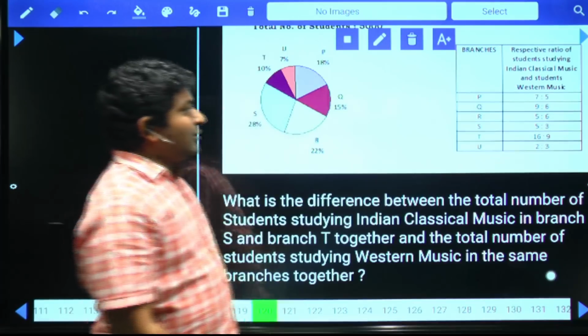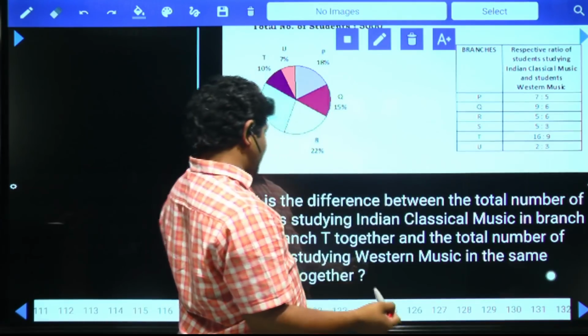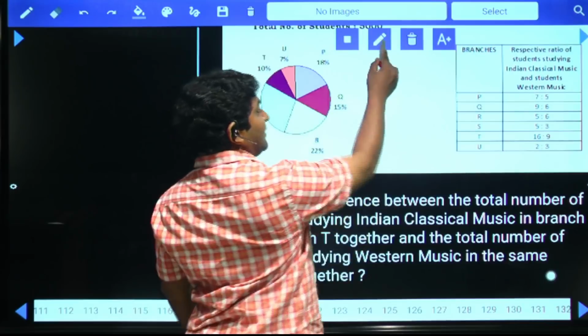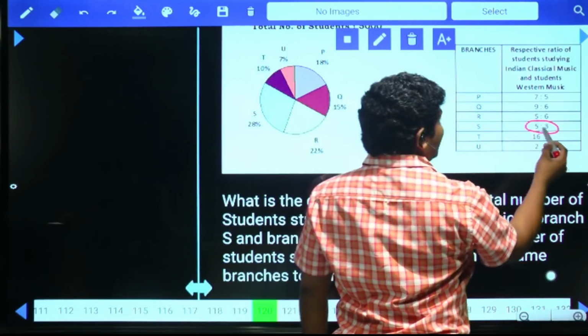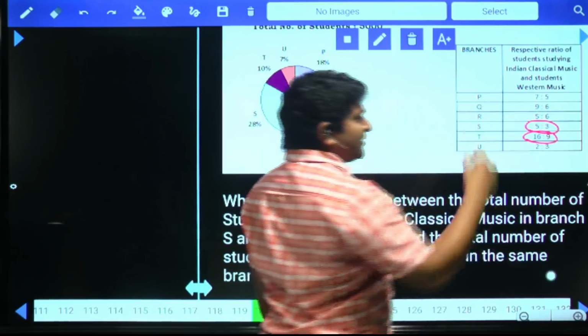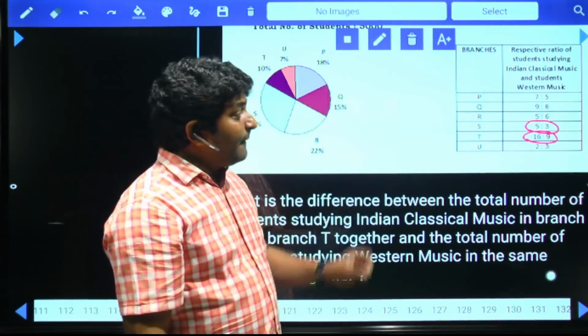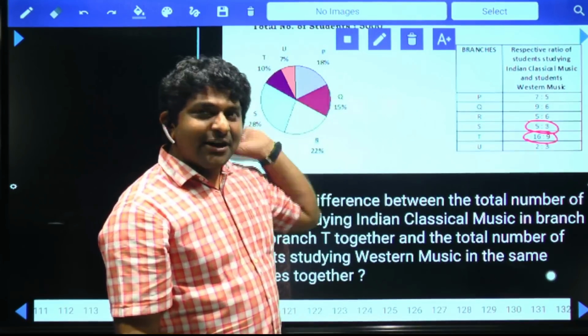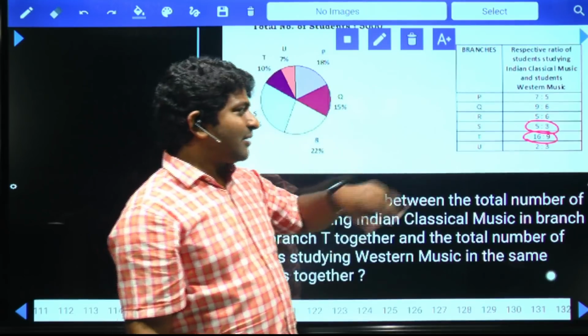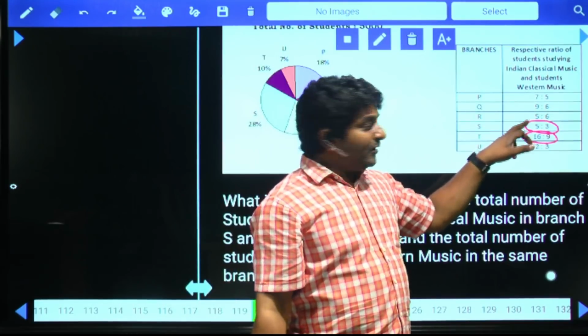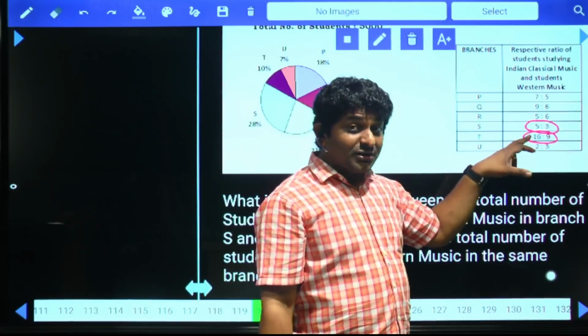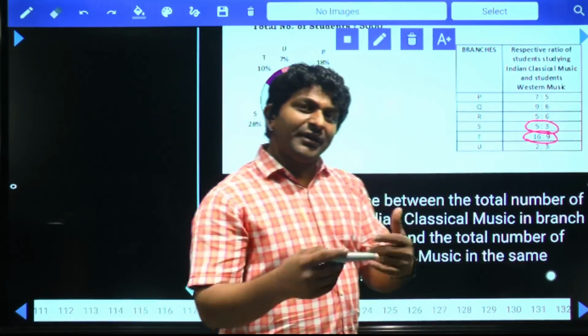Now for S and then T, observe the ratio and verify which music players are more, whether Indian are more or Western are more. In S, Indian are more. In T also, Indian are more. Hence, let us go for a direct difference.